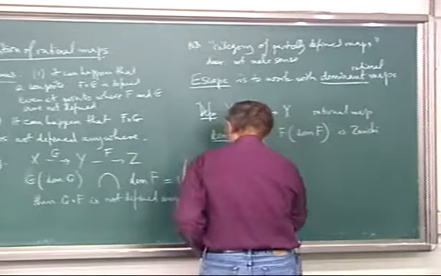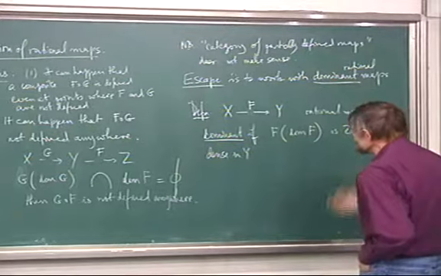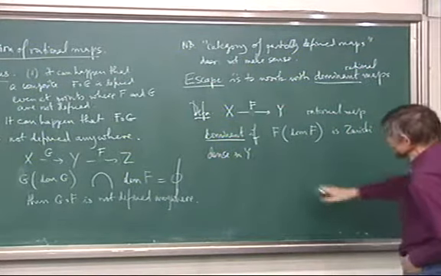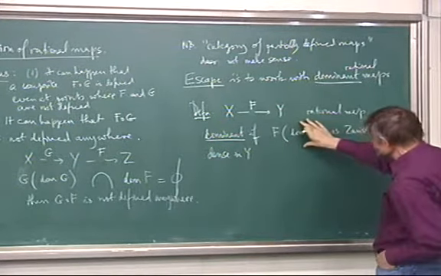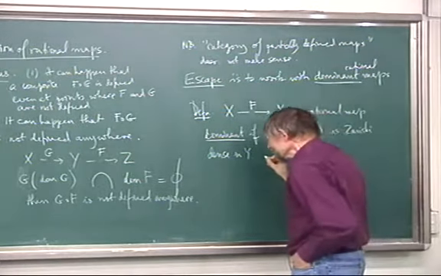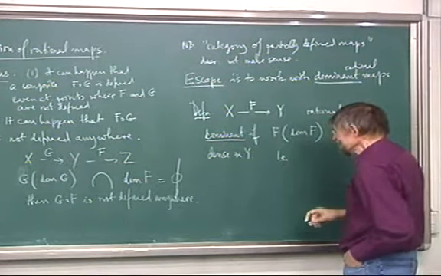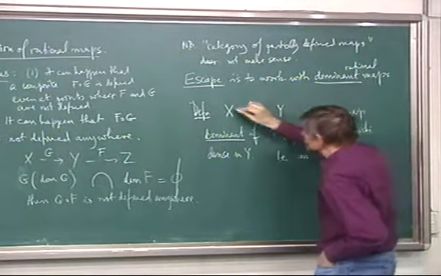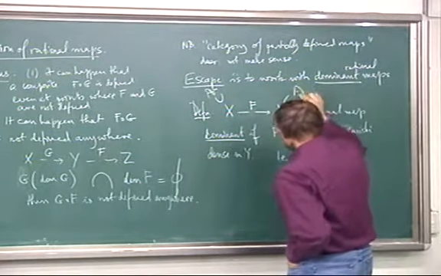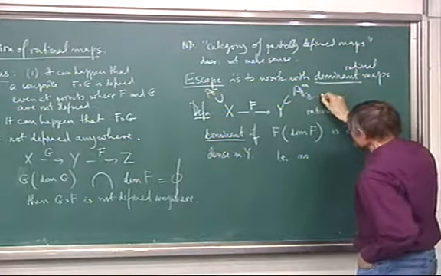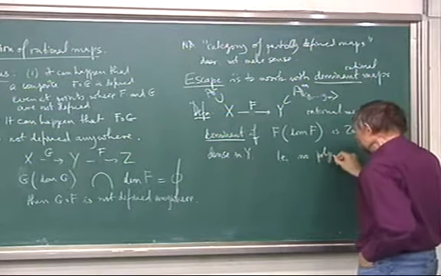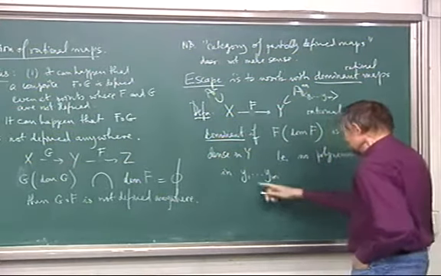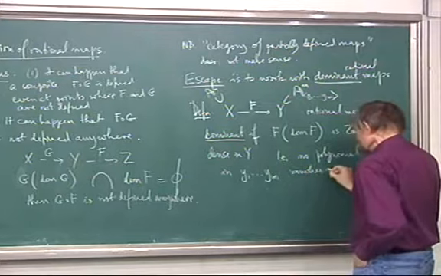So this word dominant means the image is dense. I take only the places where the map is genuinely defined, and then I take f on the locus where it's well defined, and I want the image of that to be Zariski dense. So what does Zariski dense mean? I.e., think of this as being in A^n, and this one as being in A^m, with coordinate functions y1 up to yn. So no polynomial in y1 up to yn vanishes on the image.